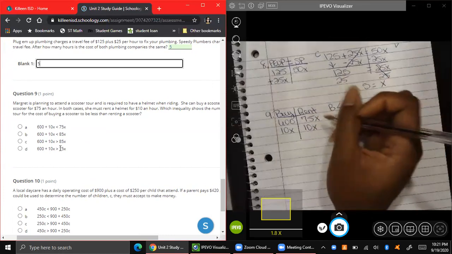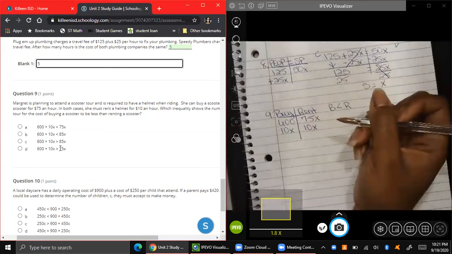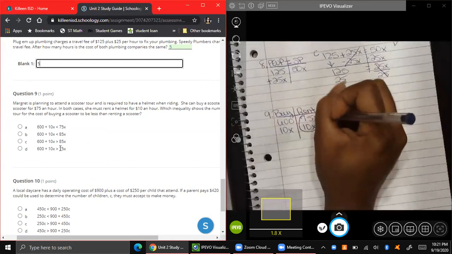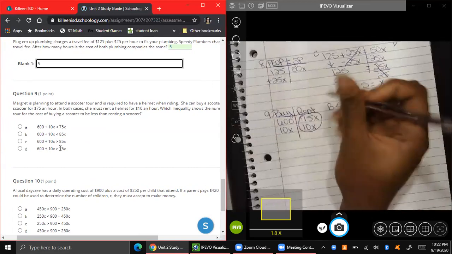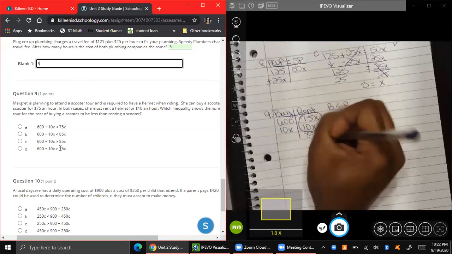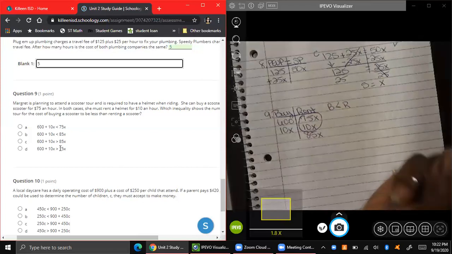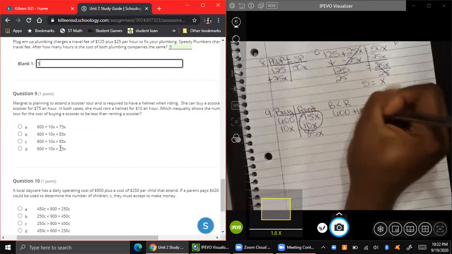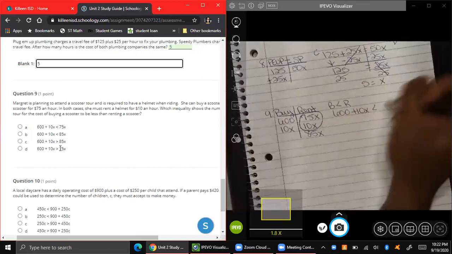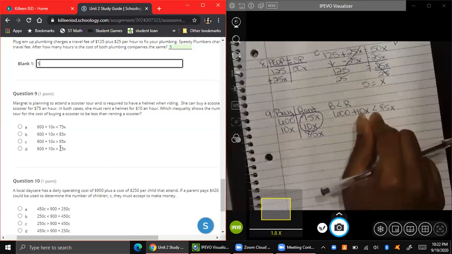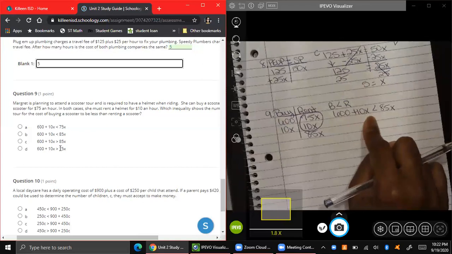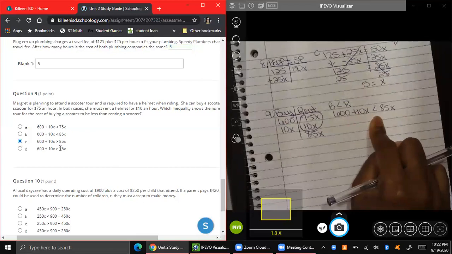The first thing I'm going to notice is right here, I have two x's on the same side. So I'm going to start off by combining like terms. Remember our vocabulary from before, combining like terms. 75 plus 10 is 85x. So that's my new number right there, 85x. So when I write it out, I need buying, which is 600, plus 10x to be less than renting, which is 85x. And now I'm going to look for that. 600 plus 10x is less than 85x, which is B for me.